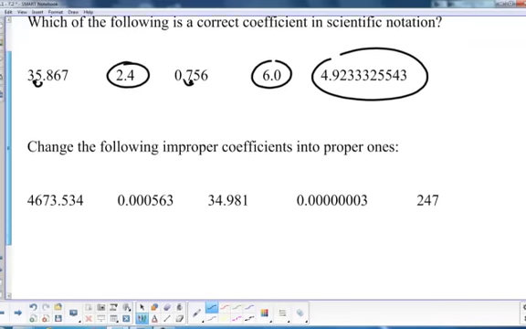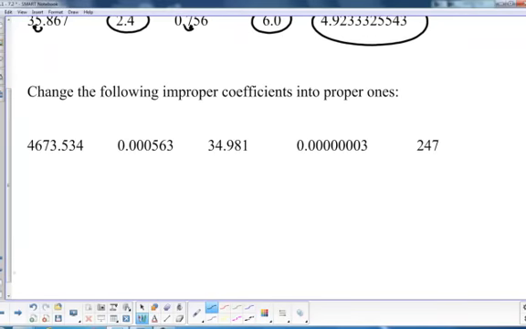So if we want to convert these into proper scientific notation, we would have to move this back 3. So it would be 4.673534 times 10 to the 3rd. So the number I wrote in the bottom is in proper scientific notation. The number above it is called standard form, the answer.